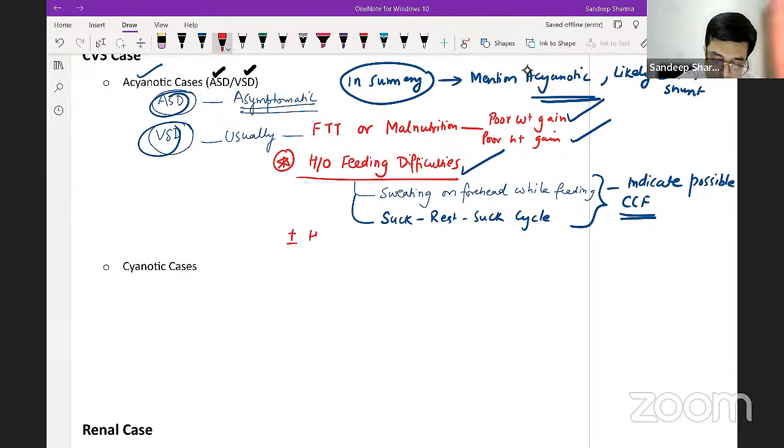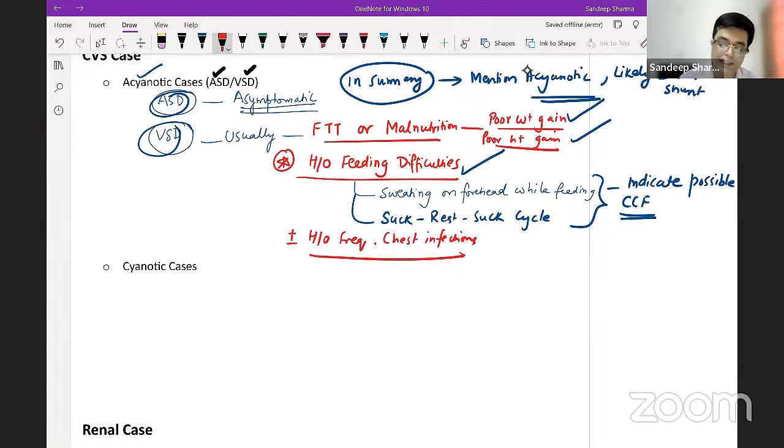Frequent chest infection history may or may not be there. These are the points that you will be looking out for in history. They will be pointers telling you that it is a VSD. But in summary, don't mention VSD.